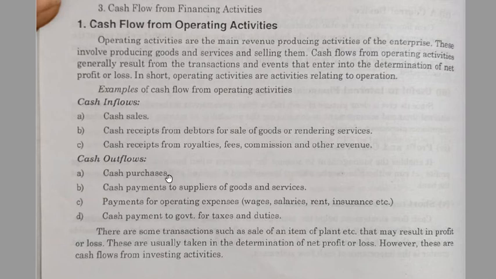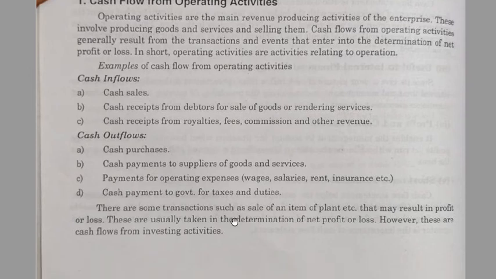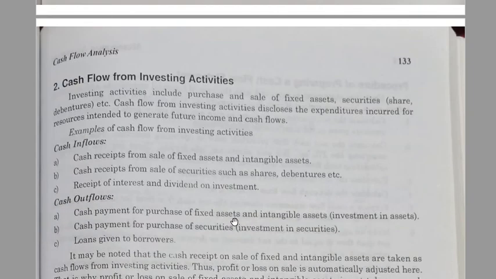So what are the cash outflows? Cash purchases, when you purchase something which is used for your manufacturing process. At that time the cash is moving out and the material is coming into the business, so that becomes a cash outflow under the operating activities. Cash payments to suppliers of goods and services, then payments for operating expenses, for example your wages, salaries, rent, insurance, which are directly linked to your manufacturing activities, which are used for your sale of goods. Cash payment to government for taxes and duties. So these all are part of the operating activities.